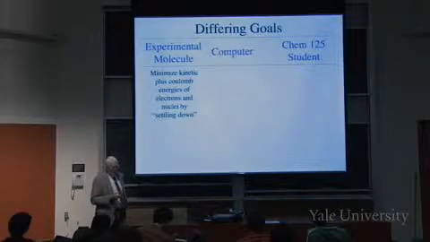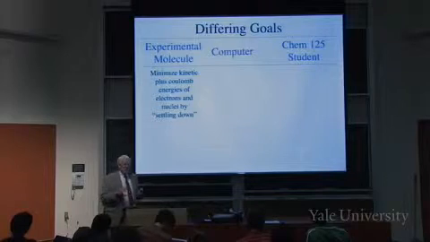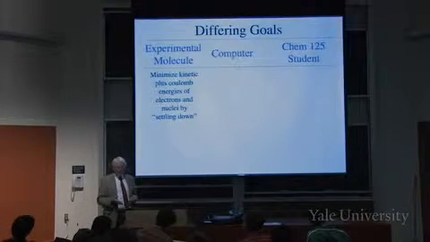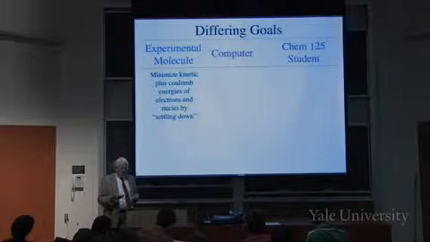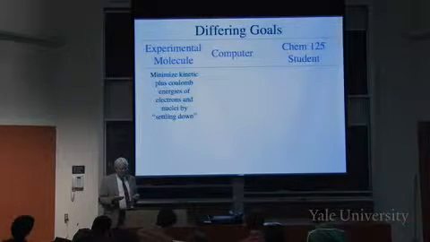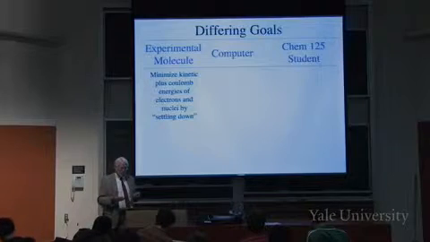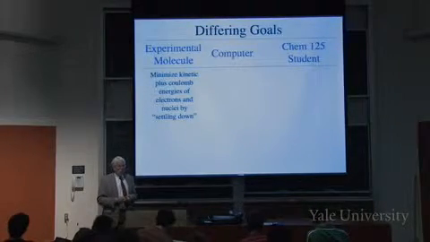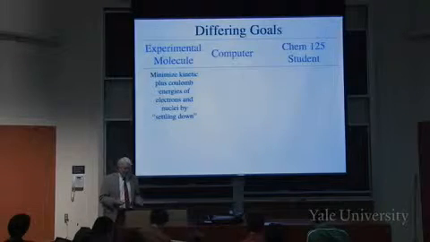The experimental molecule, all it wants to know, it doesn't care about Schrödinger. All it wants to do is get the lowest possible energy. So it minimizes the total energy, kinetic plus Coulomb energies, of the electrons and the nuclei by just settling down into the most comfortable, lowest energy arrangement. Okay? That's what the molecule does.